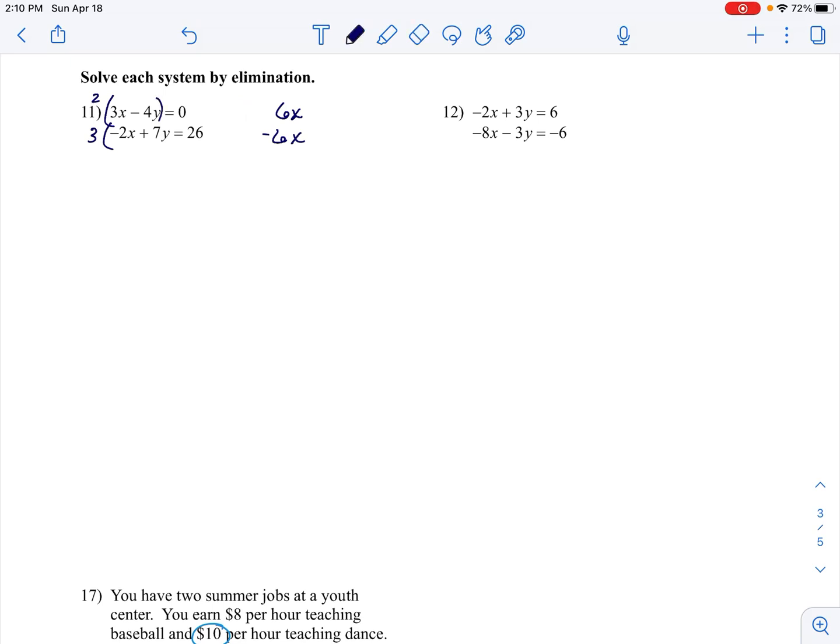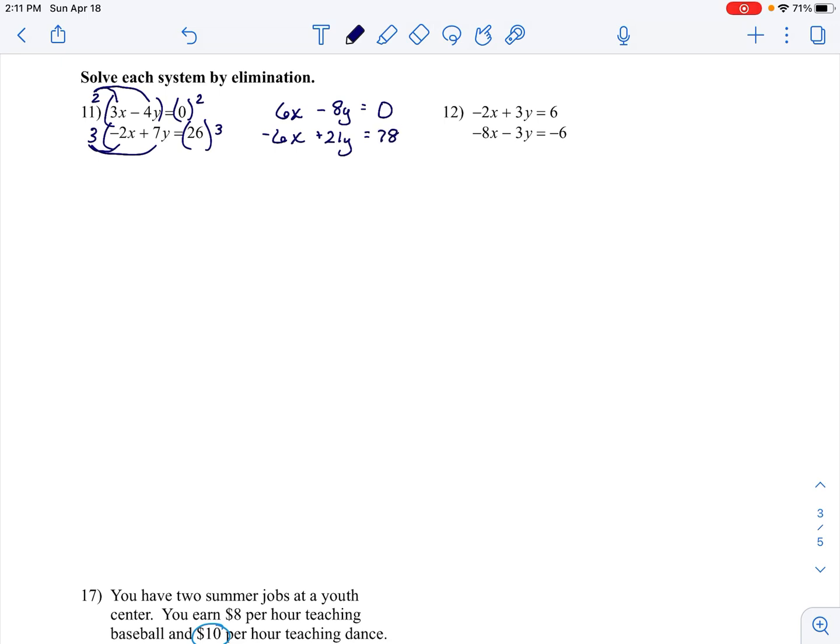But now I have to go back to thinking about everything. I'm going to multiply both sides of the top equation by 2, both sides of the bottom equation by 3. So I will distribute 2 times 3x, which is how I got that 6x. 2 times negative 4y is negative 8y. And 2 times 0 is just a 0. Similarly, I'm going to distribute my negative 3 times negative 2x, which I already have done, and my 3 times the 7y, so positive 21y. And then also 26 times 3, which is 78.